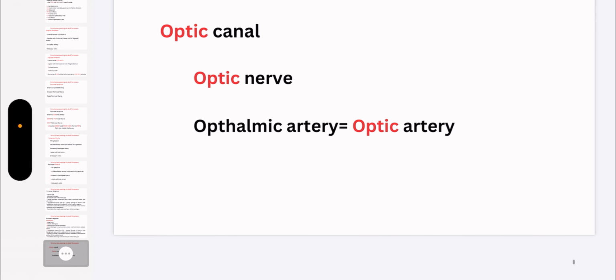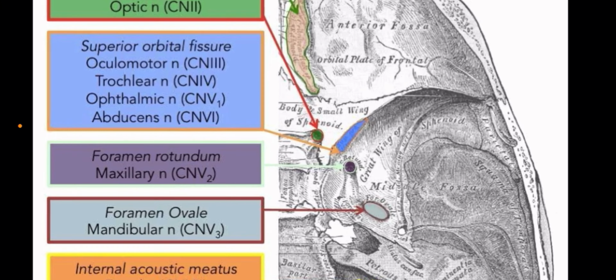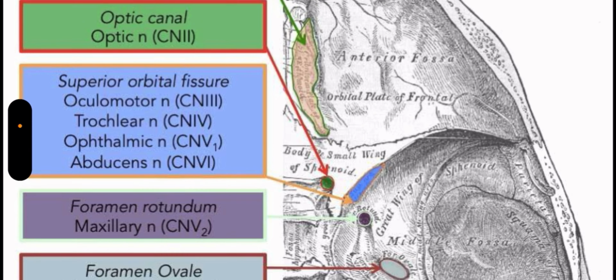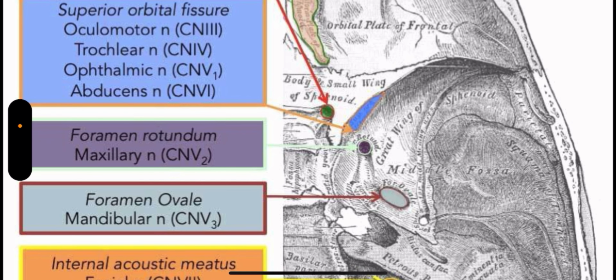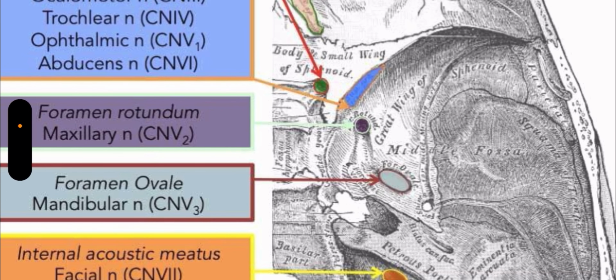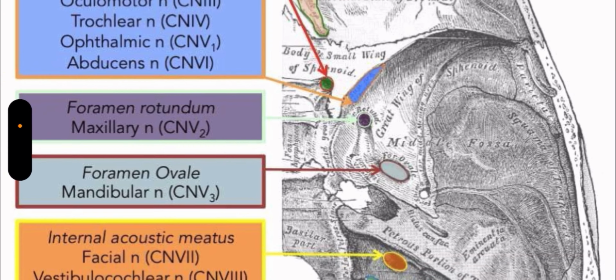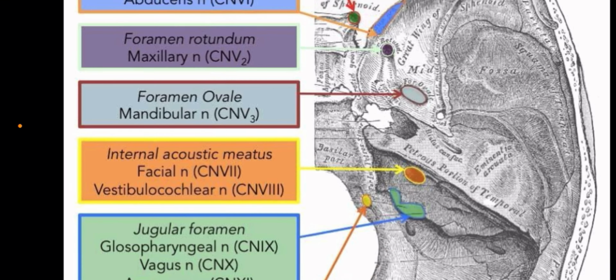I'm going to show you the pictures of these foramina. As you can see here, this is the optic canal. Just on the side is superior orbital fissure. Then you have foramen rotundum here, which we spoke about in the last video. Make sure to check that video. I'm going to link the video. It will appear on the top of the screen.